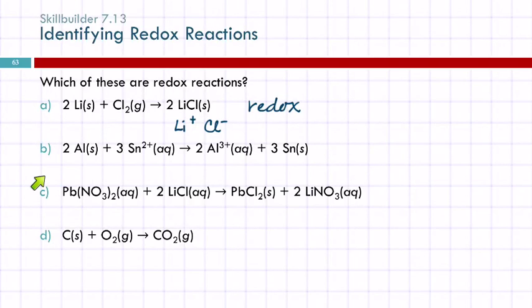How about this one? What's happening to aluminum? It's going from an atom to an ion, and tin is going from an ion to an atom. Are electrons being transferred? Yep, that's a redox reaction. How about this one? Lead nitrate, lithium chloride, lead chloride and lithium nitrate.